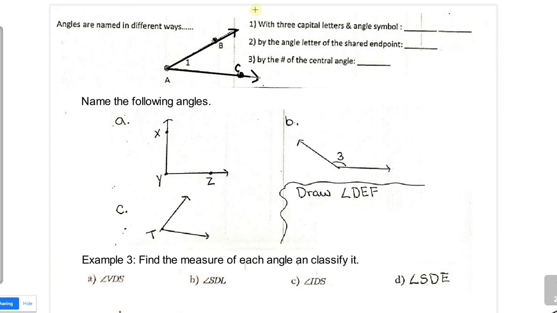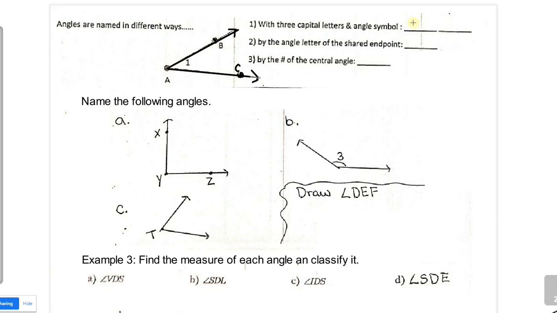So now let's look into naming. Angles can be named in multiple ways. The first way we can name it is with capital letters and our symbol for an angle. We need 3 points here. So we go in order, starting on the edge. The middle letter has to be where those 2 lines intersect, so the center of that angle.